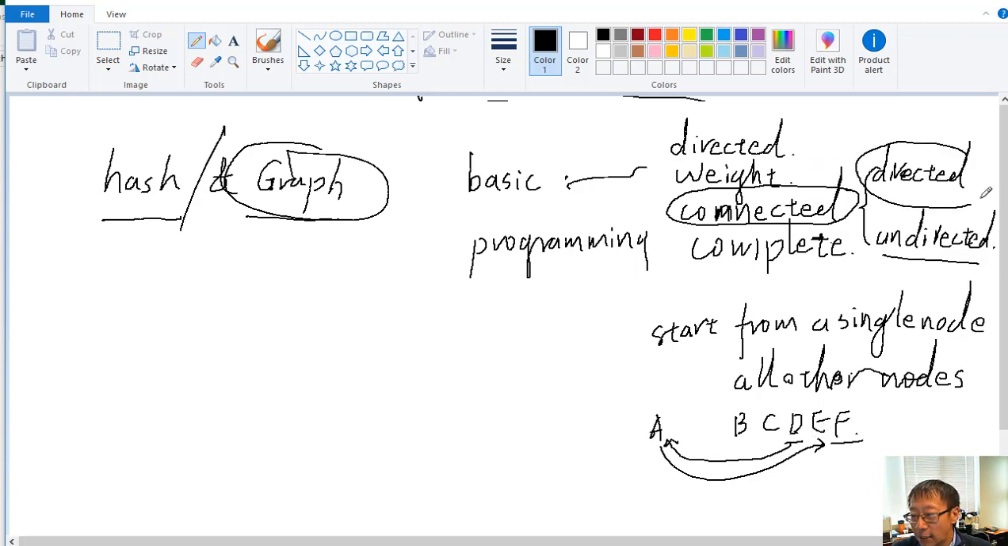If it's a directed graph, then you do not have this property because you can go from A to B, but maybe you cannot go from B back to A, because you do not necessarily have a path, okay?